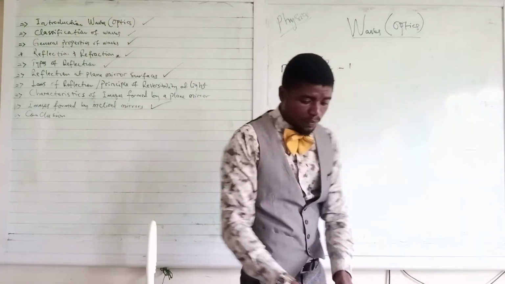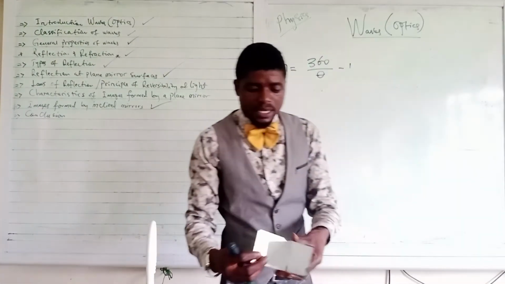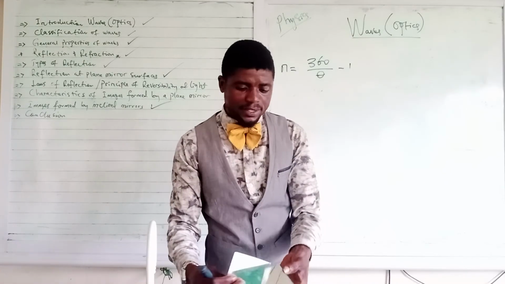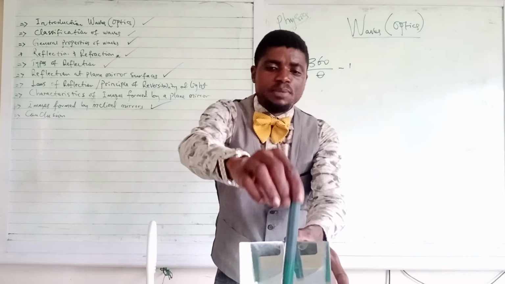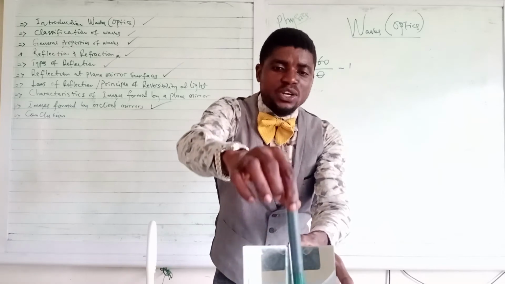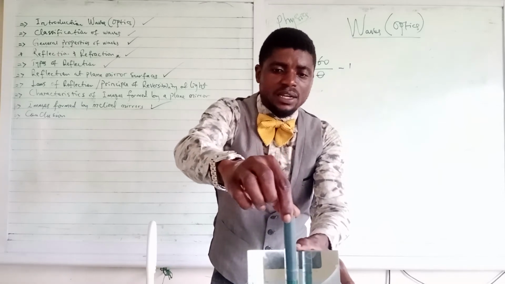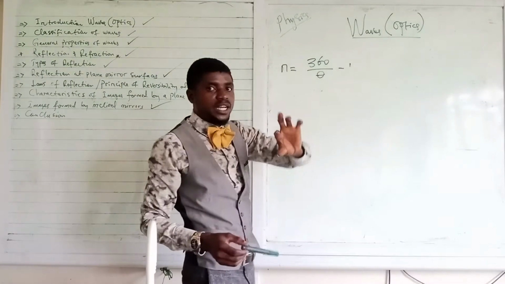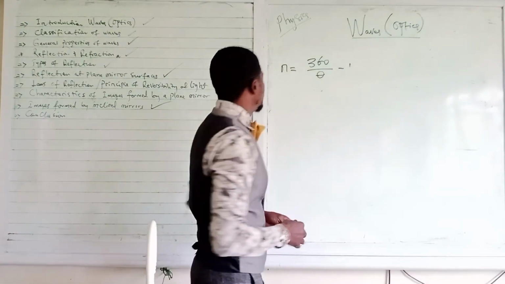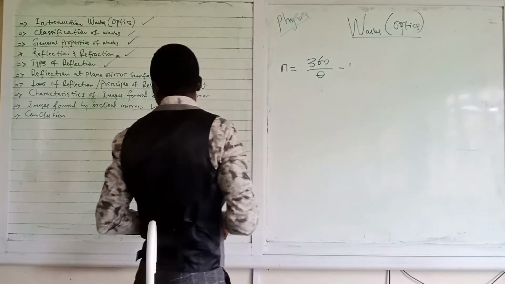What's the meaning of this one? This one is simply the object that was placed in between the 2 mirrors. One simply means minus what you are seeing here physically. That is the meaning of the minus 1. The minus 1 stands for what? The object placed in between the 2 plane mirrors.